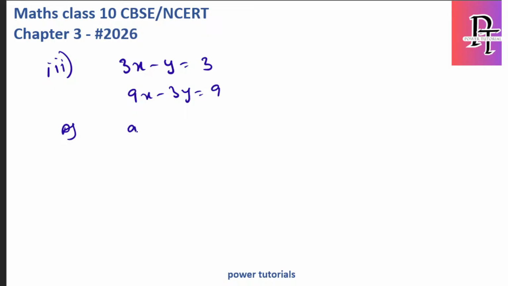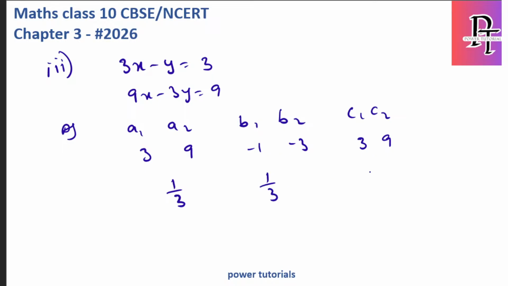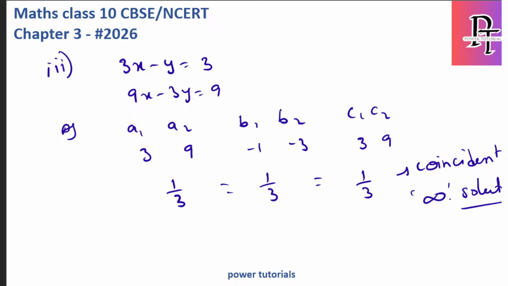Let's write a1, a2, b1, b2 and c1, c2, which are the coefficients. a1, a2 is 3, 9; b1, b2 is minus 1, minus 3; c1, c2 is 3, 9. a1 by a2, 3 by 9, is 1 by 3. b1 by b2, minus 1 by minus 3, is also 1 by 3. c1 by c2, 3 by 9, is also 1 by 3. Hence, if all three are equal, we say it is coincident and we have infinite solutions. So no need to solve this question. You can directly say these are consistent and dependent lines, hence it has infinite solutions.